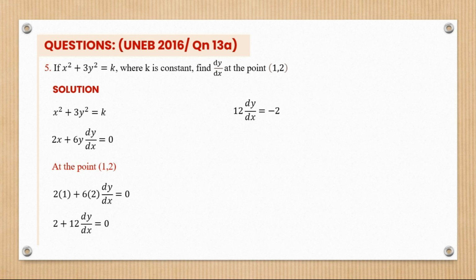So now I can take the 2 to the other side and use that to reduce the value. So dy dx should now be equal to negative 2 over 12, which is equal to negative 1 over 6. So basically this is the differential equation that they wanted.